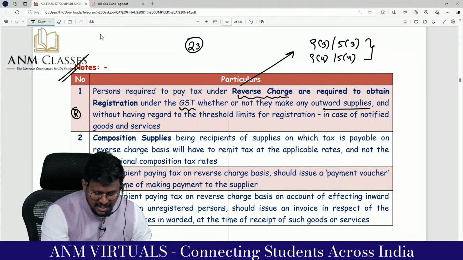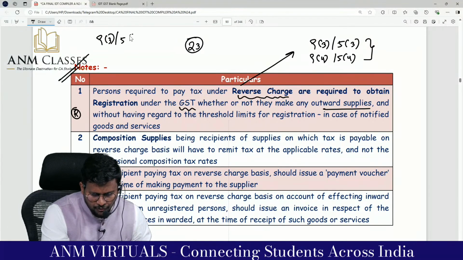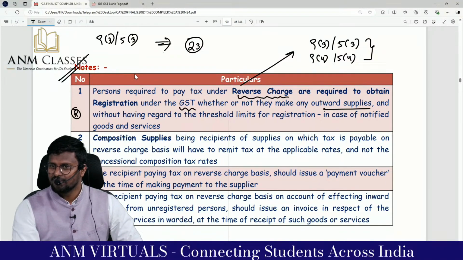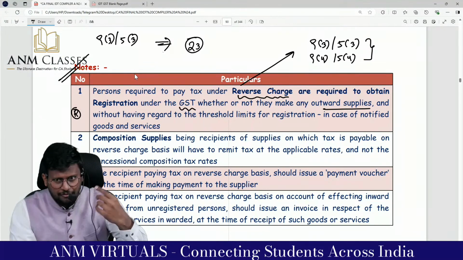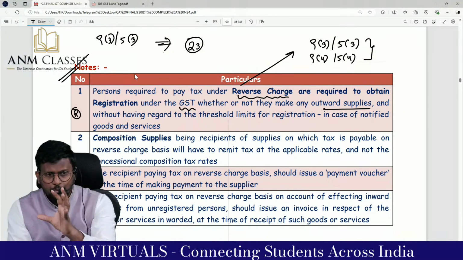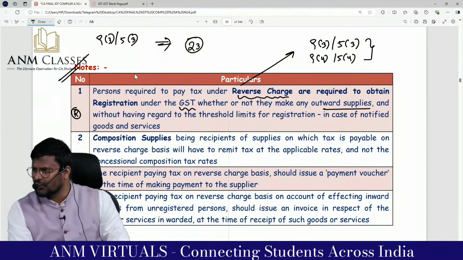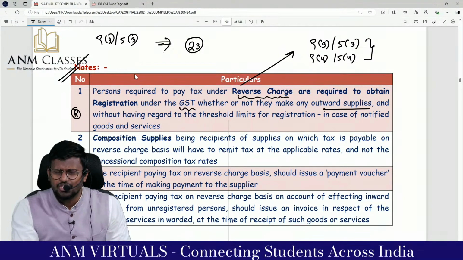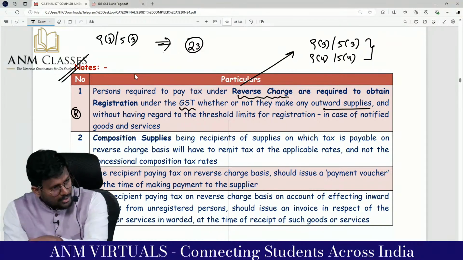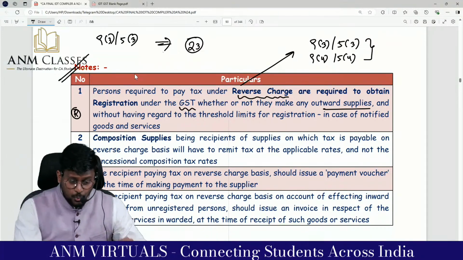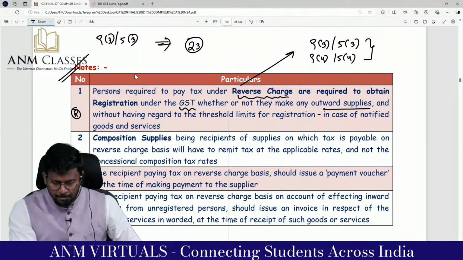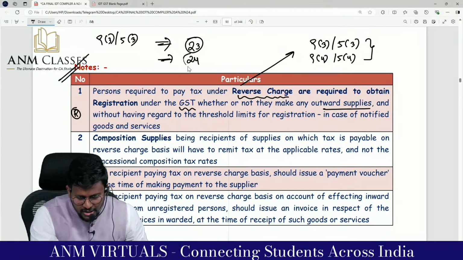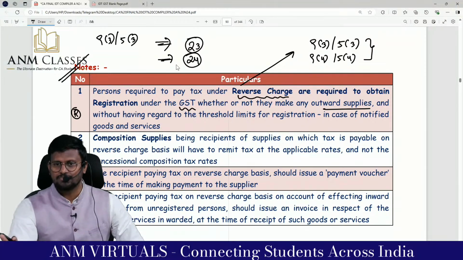That means, sir, 9(5) is equal to section 23, person not liable. So if you are a supplier of 9(5), you are not liable for registration as per section 23. Whereas, if you are a recipient of 9(5), you have to fall in section 24 for registration.